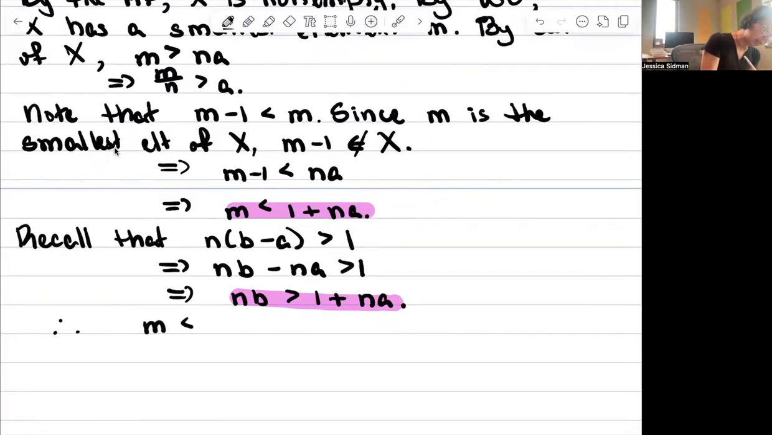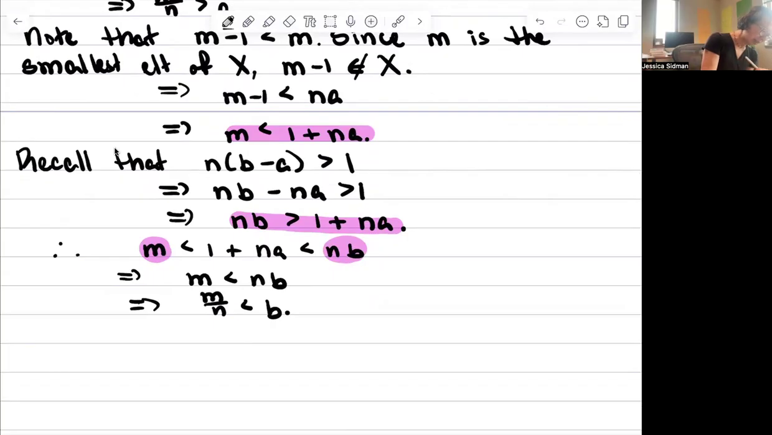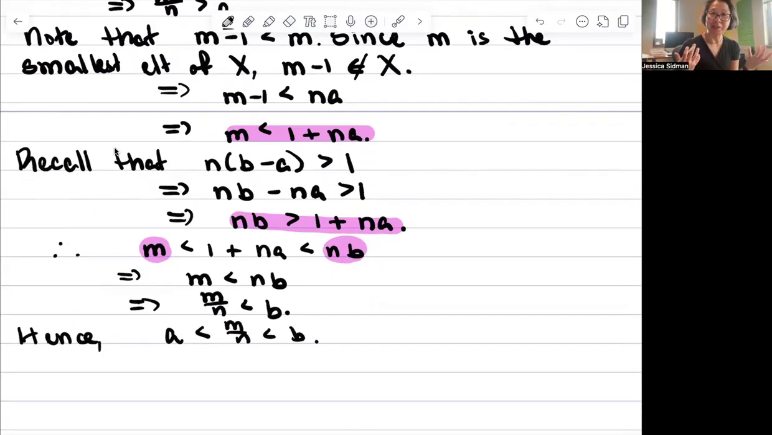So now I'm going to put this together with this, and that tells me that m is less than 1 plus na, and that's less than nb. Now if I look at the beginning and the end of that inequality, I see that m is less than nb, which implies that m over n is less than b. And hence, I know that a is less than m over n, and that's less than b. And so I've got my rational number in between my two real numbers.